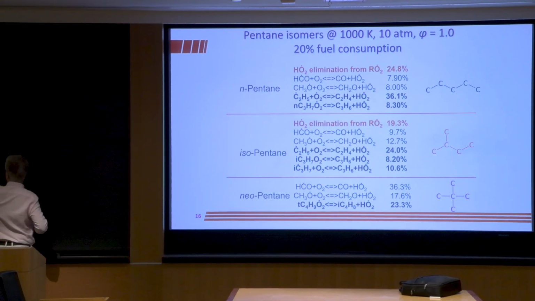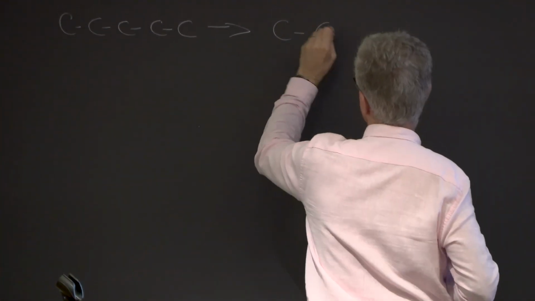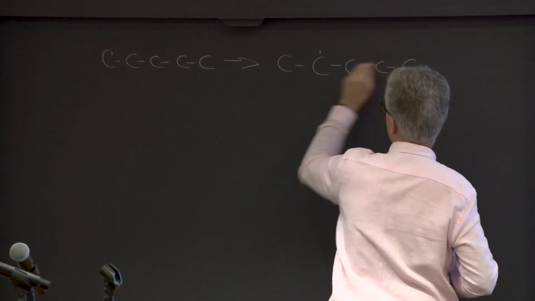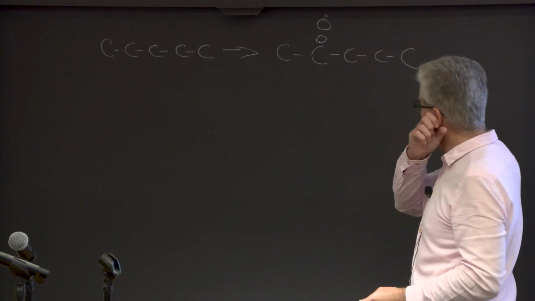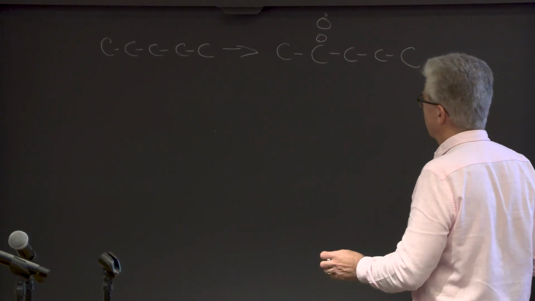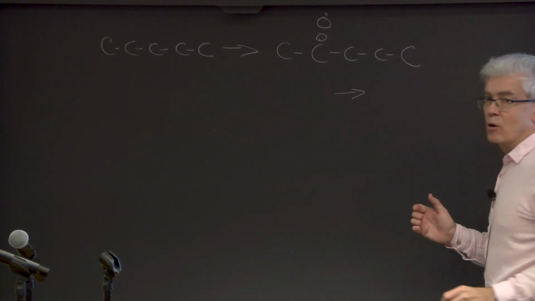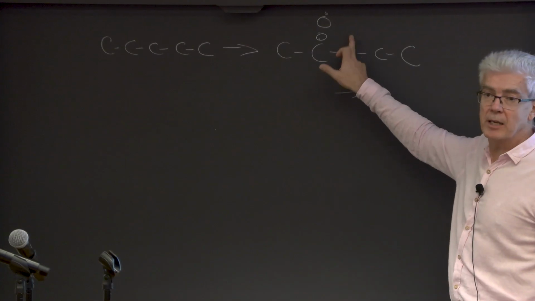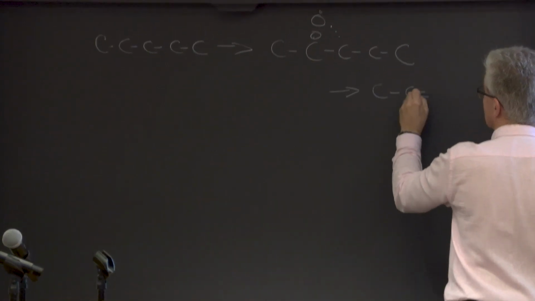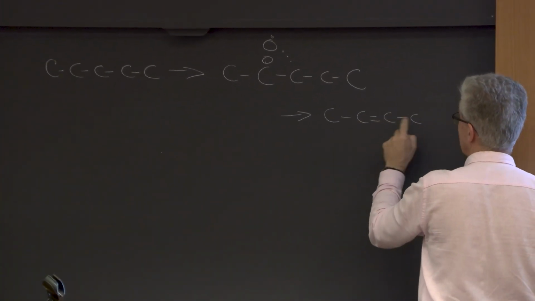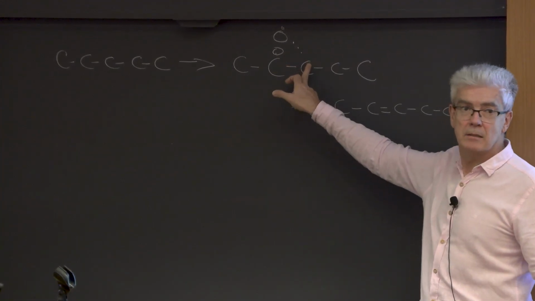So if we have N-pentane, we get this radical. It adds to O2, we get this radical. That RO2 can then go through a transition state where there's a hydrogen atom here, an intermediate, but that will then give you a C5 olefin plus HO2. Can everyone see that?